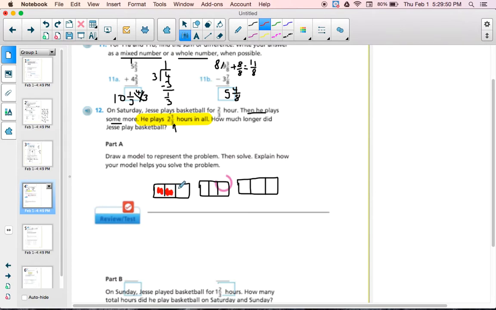That means I've got 2 wholes. Okay, there's 1 whole, 2 wholes, and then I need a third. So I know that he played for 2/3 of an hour right there. That's what he played. This whole thing represents how long he played altogether. He played all the way out to here, 2 1/3 hours. This part right here represents the some more that he played. Okay, so here's 1 whole plus these 2 equals 1 2/3 of an hour. So if I take 1 2/3 hour plus the other 2/3, that gives me 2 1/3 hours, okay?